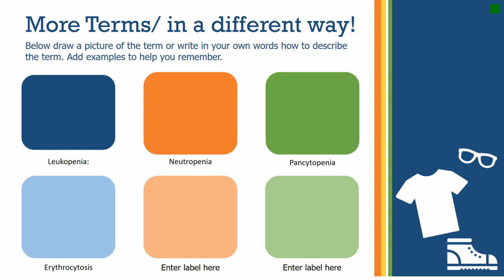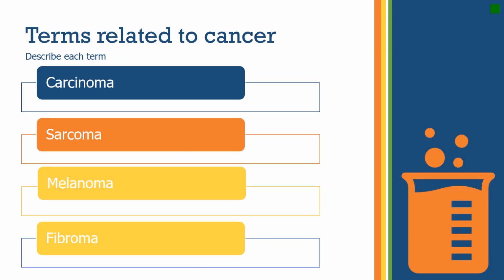maybe an example. You would find this pancytopenia in what type of disease or disorder. And that's going to help you to make those connections that you need to make. Here's some extra ones that you can add terms to as well. Here's another way of looking at some terms.